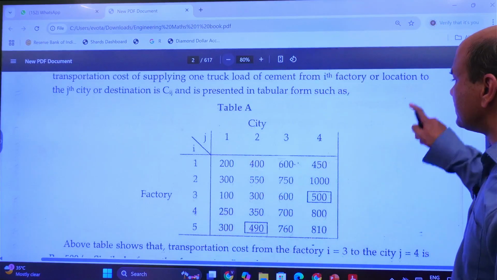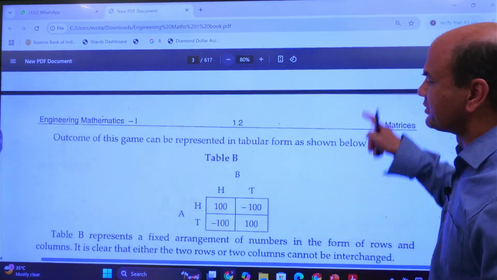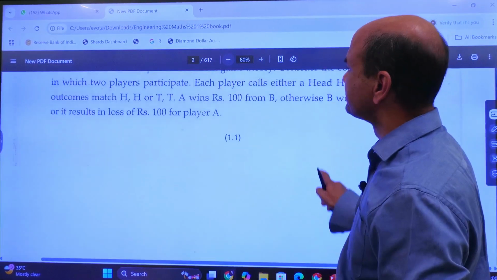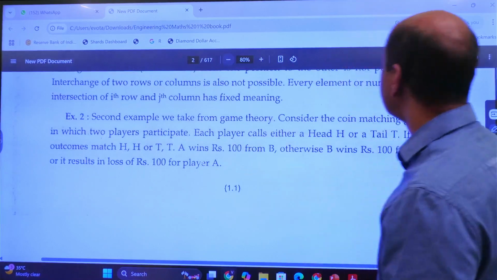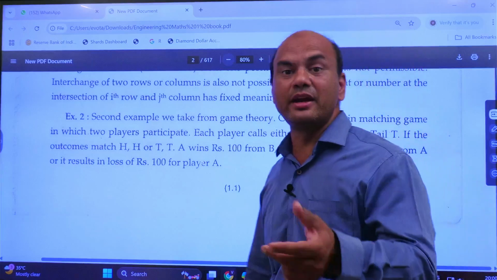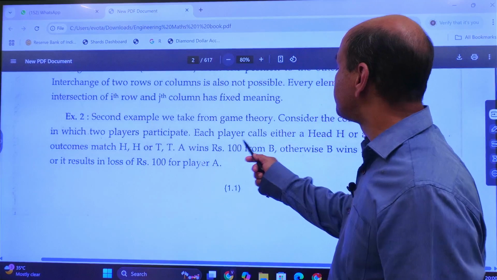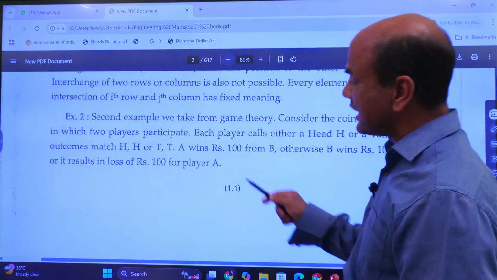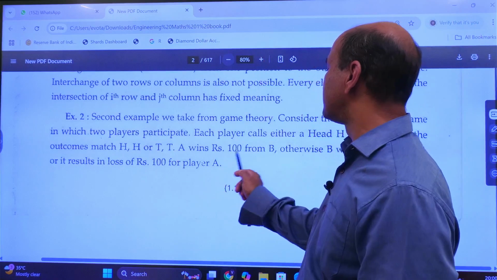Look at this, from here you'll understand it better. In this game there are two players. Game theory: consider the coin matching game in which two players participate. Head head, tail tail, right? Now what is the game? Each player calls either a head or a tail. If the outcome is head and head or tail and tail, A wins rupees 100 from B.